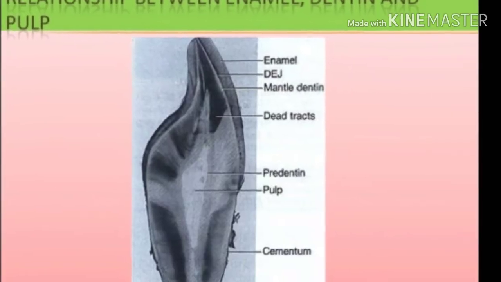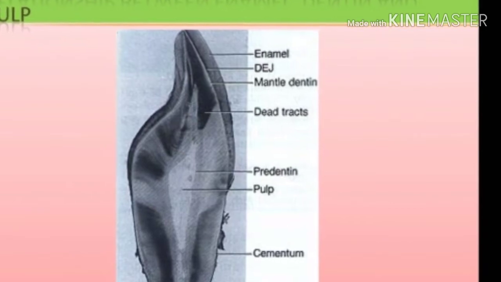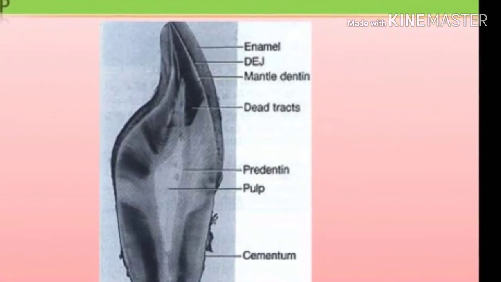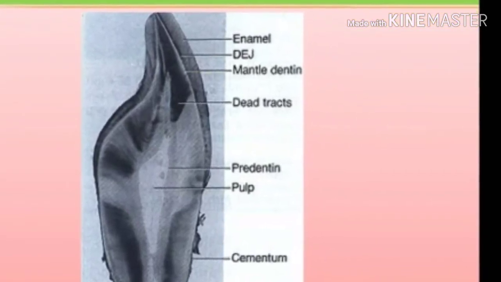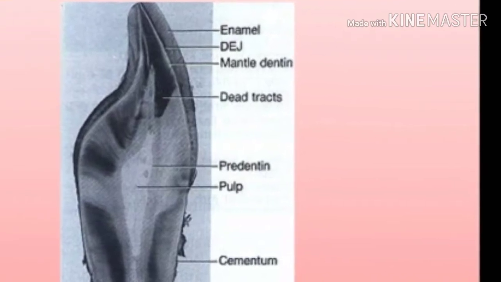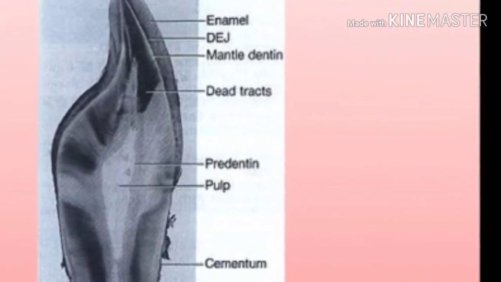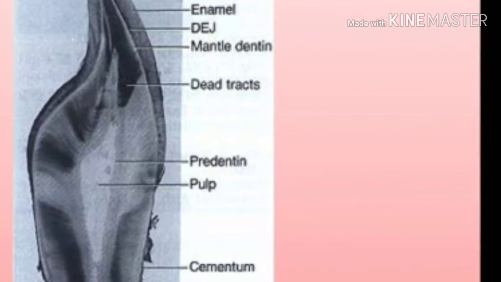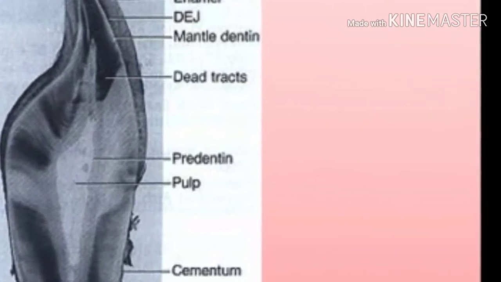The figure shows the relationship between the enamel, dentin and pulp. At the top is enamel, then the dentino-enamel junction, then the outer mantle dentin. Tracts are shown in the pulp, the predentin, the pulp innermost, cementum and the apex.